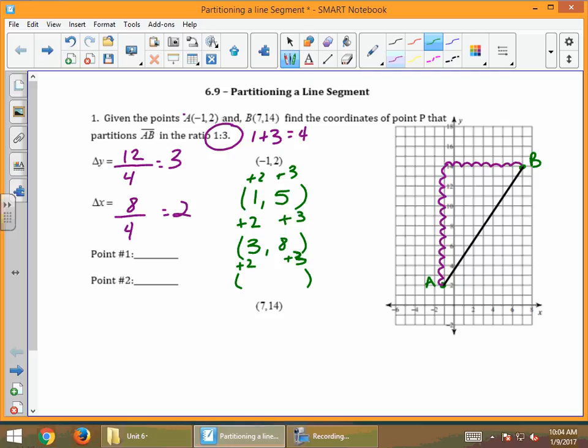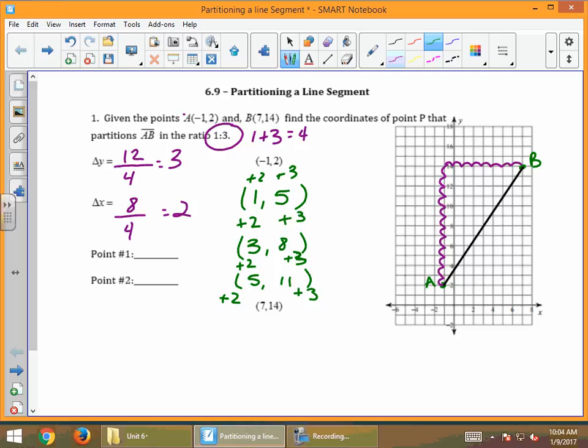3 plus 2 is 5. 8 plus 3 is 11. Still don't have it, but when we do it a fourth time, 5 plus 2 is 7. 11 plus 3 is 14. We have our second point. Okay, stop doing it. Not done with the problem, but you can stop adding.